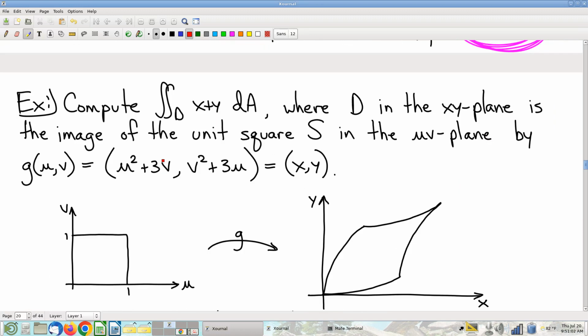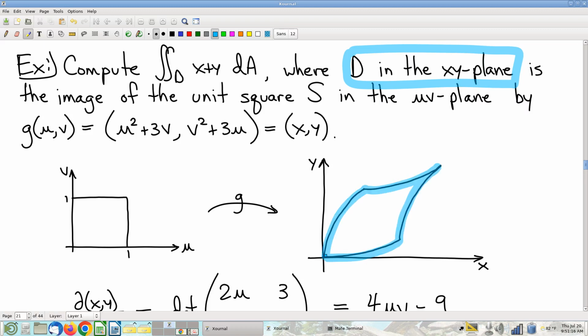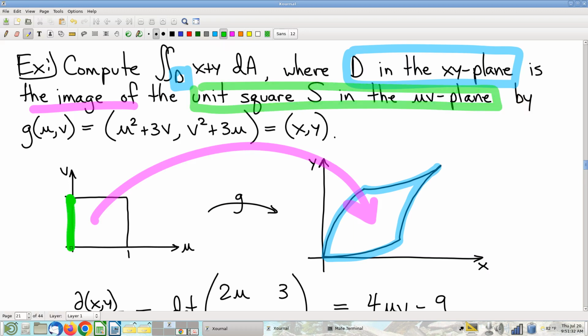So yeah, here we go. We have an integral where the domain for the integral in the xy plane is this shape right here. That's my domain for this integral. And that domain is defined as being the image of the unit square over here in the UV plane. So this is our setup. Notice the way the problem is written. Just read it straight out. That's what describes the picture I've got going here.